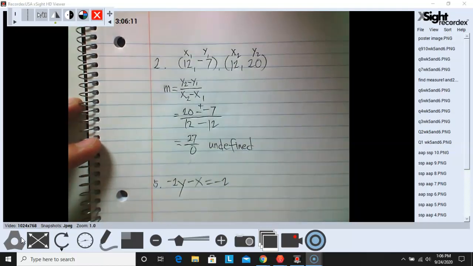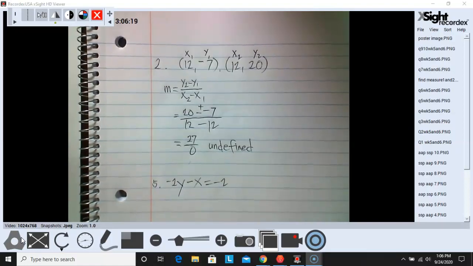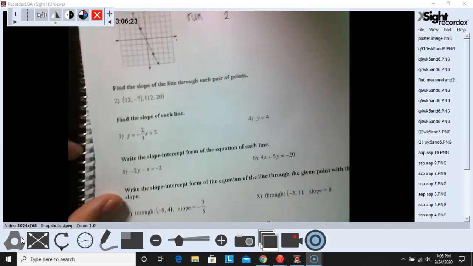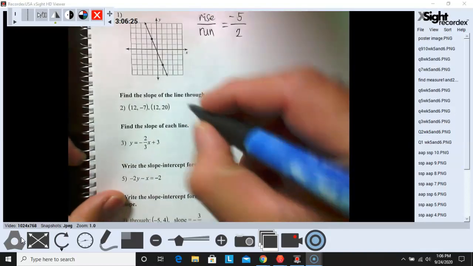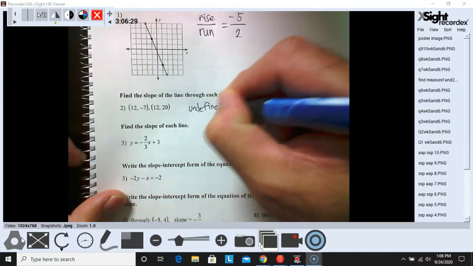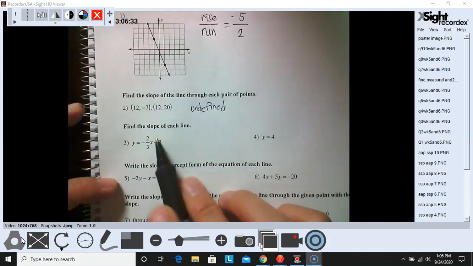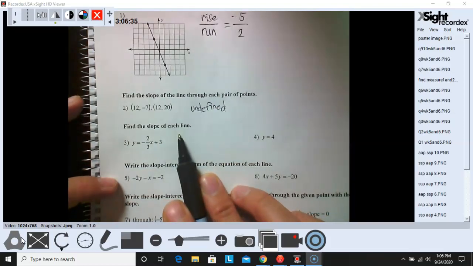Okay, number 3. Yeah, we still have number 3. So for number 3, I will use the paper now. So number 2, I can put here undefined. You can go back to the video if you want to see the solution right there. Number 3, find the slope of each line.